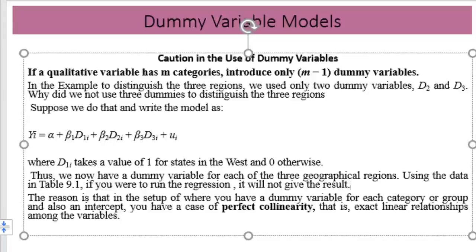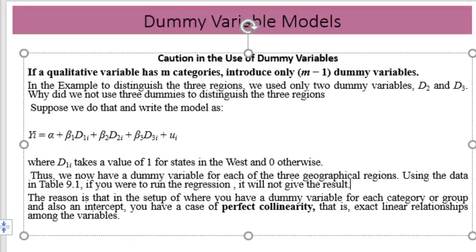In this section, we are going to explain the precautions to be taken when we use dummy variables in the regression model. The first precaution is that if a qualitative variable has m categories, introduce only m minus 1 dummy variables. In the example we discussed earlier, in order to distinguish three regions, we used only two dummy variables, D2 and D3. Why did we not use three dummies to distinguish three regions?